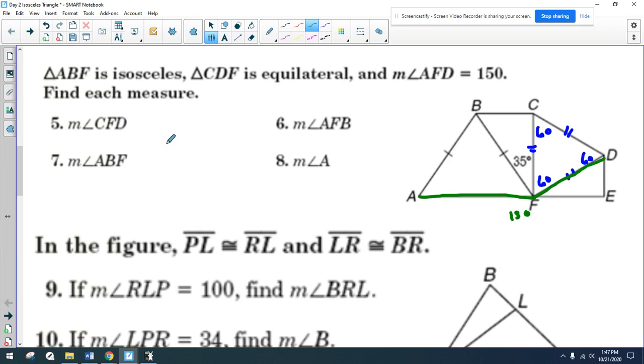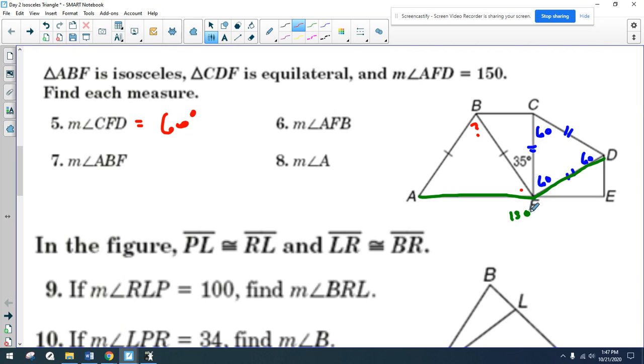Now we're going to go ahead and figure out all these. So CFD, if I look at CFD, I already got it marked, 60 degrees. Okay, ABF, I'm looking for this one. And 7, I should probably do 6 before I do 7 because right now I can't find that one. So I need to find something else. So in number 6, it says AFB. So AFB, that's this one right here.